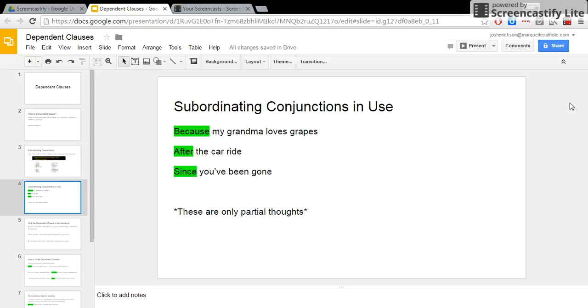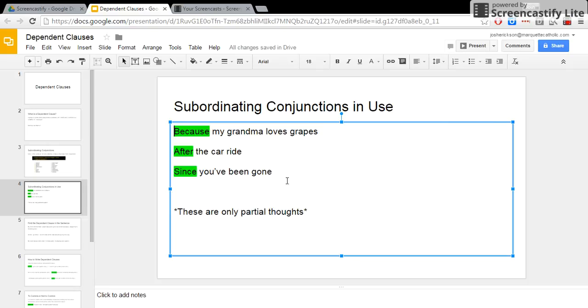So these are all examples of dependent clauses. Because my grandma loves grapes. After the car ride. Since you've been gone. Kelly Clarkson fans out there. These are dependent clauses. Every one of these, those three, is a dependent clause. Now you can see I've highlighted the subordinating conjunctions in green. That is what makes them dependent clauses.